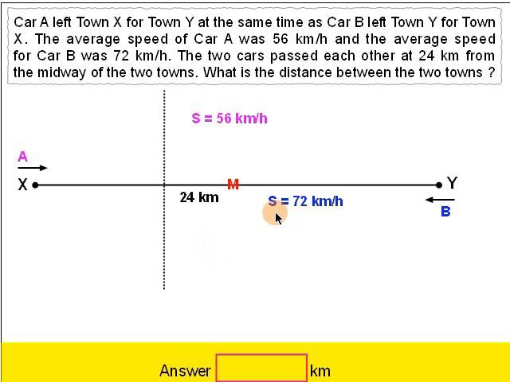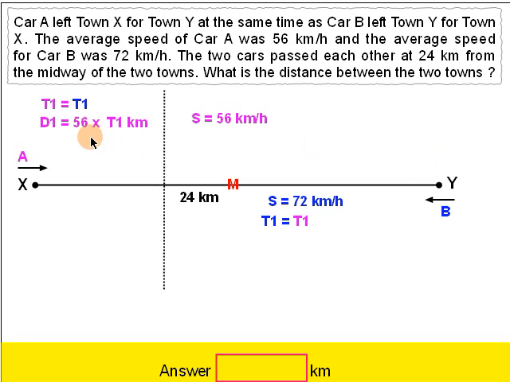Why did I draw the point where they met more toward town X? Simple, because car B was traveling faster, 72 km per hour as compared to car A at 56 km per hour. So the meeting point is definitely after the midpoint, more towards town X. This you must get clear. Then the time taken until where they met is the same.